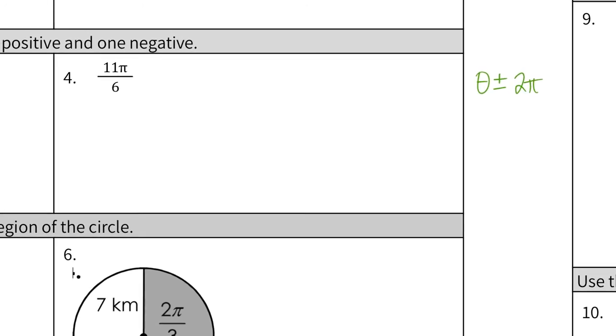So let's start with subtracting. 11 pi over 6 minus, by the way, since we are using 6 here, 2 pi. If I wanted it to have a denominator of 6, I would have to write it as 12 pi over 6, because 12 over 6 simplifies to 2. And when we're subtracting, we need to have that common denominator. Okay, so this makes it easier. 11 minus 12 is -1, so this would just equal negative pi over 6.